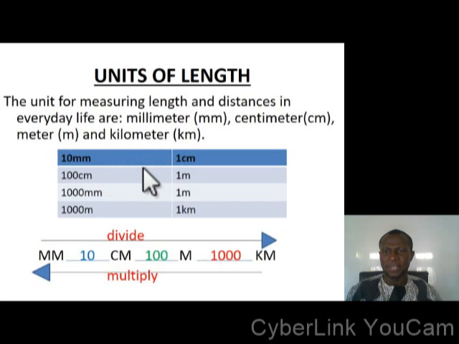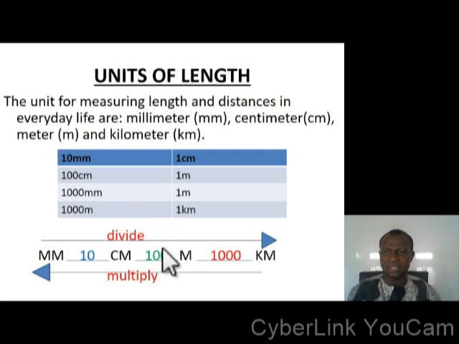Here are some of the conversions. We said that 10 millimeters is equivalent to 1 centimeter. In those days, we sang it as a song, saying 10 millimeters make 1 centimeter, 100 centimeters make 1 meter. Okay, you can find this at the back of your exercise books. Then 1000 millimeters is equivalent to 1 meter. Then 1000 meters is equivalent to 1 kilometer.